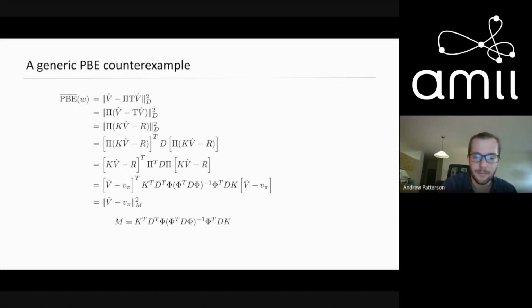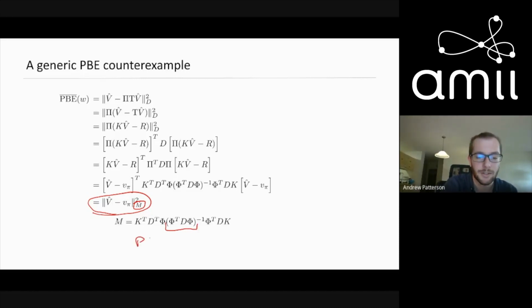Great, so I do some steps. I also skip some steps. And I get down to here, where again I'm measuring my mean squared value error. So I still have the same error that I had in the mean squared Bellman error case, except that I'm measuring it over a totally different topological space. And that topological space is clearly this very simple but symmetric matrix M.